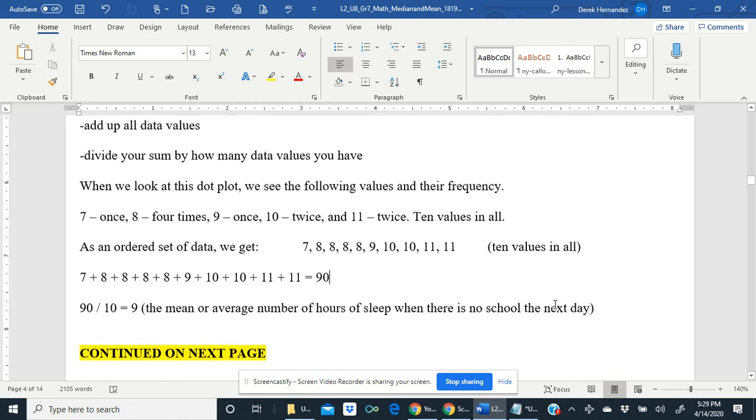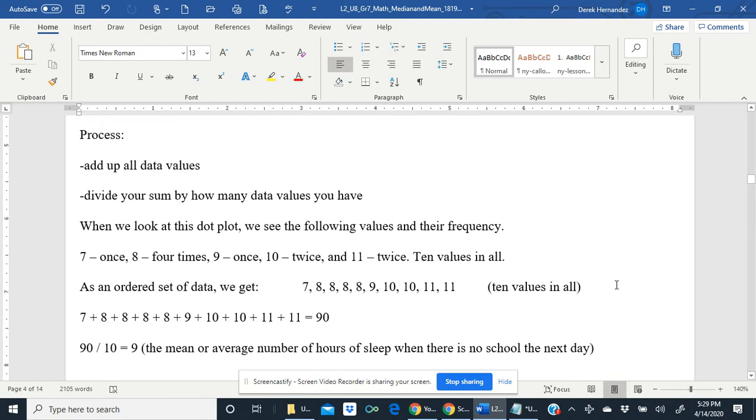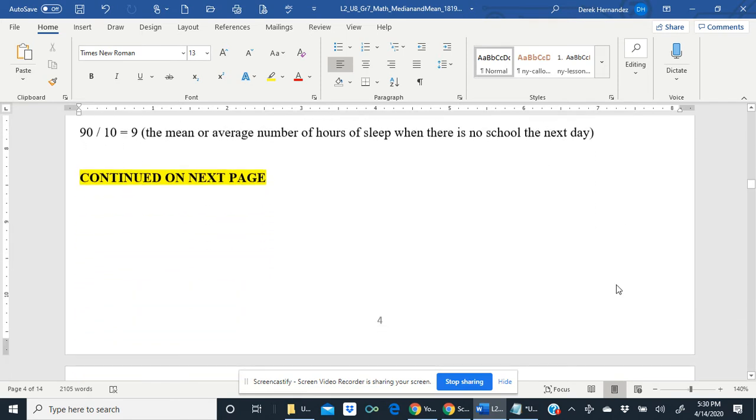So I'll give you a moment to look at this so that you can see what we did. The process is add up all the data values and then divide your sum by how many data values you have. This should be familiar to some of you. I'm hoping most of you. All right, let's move on.